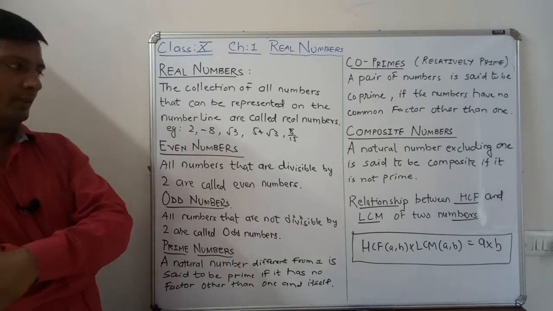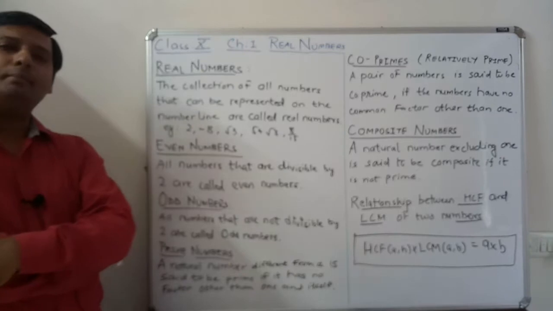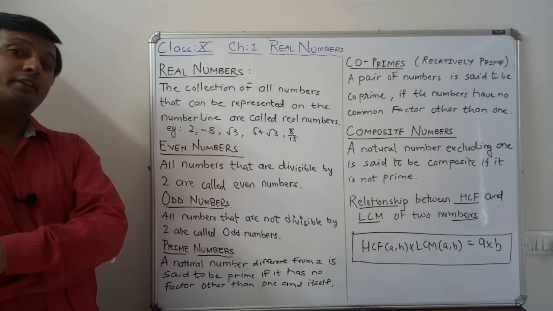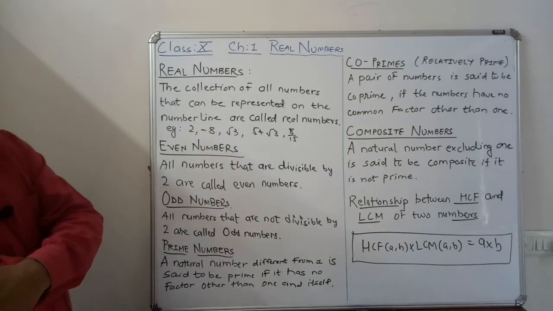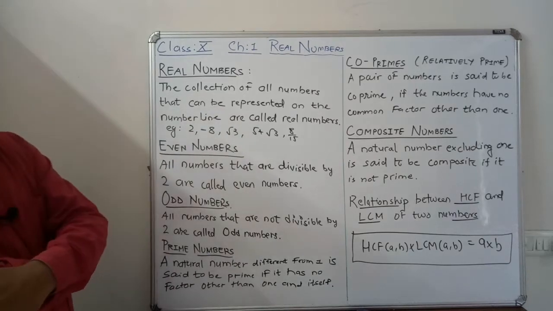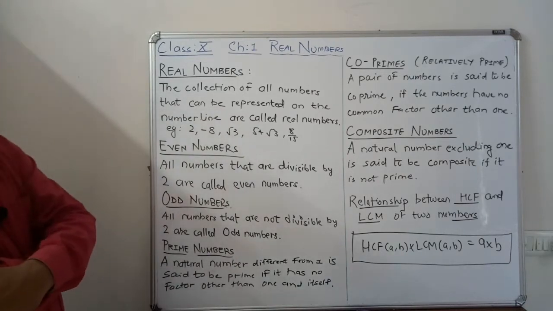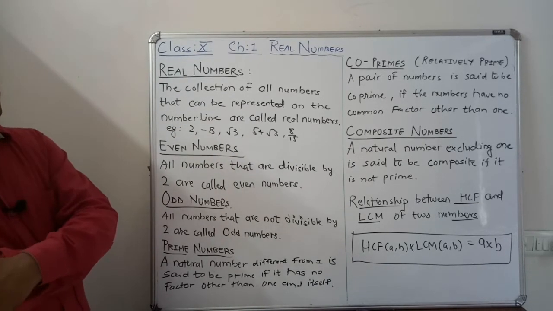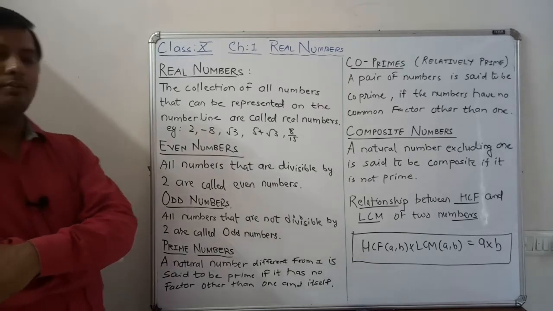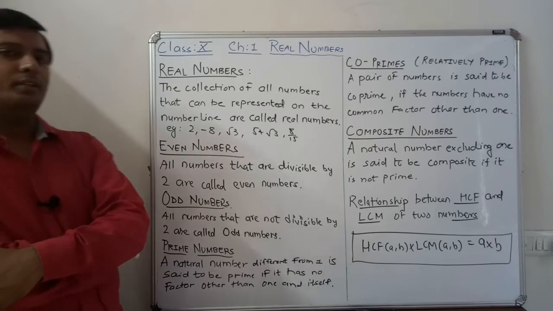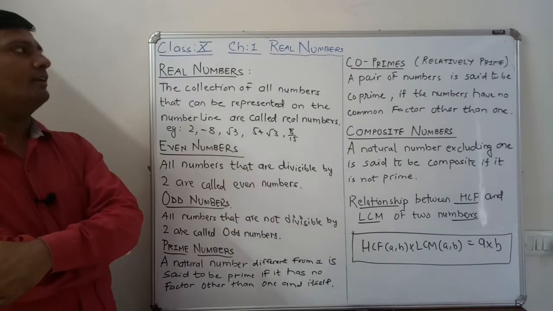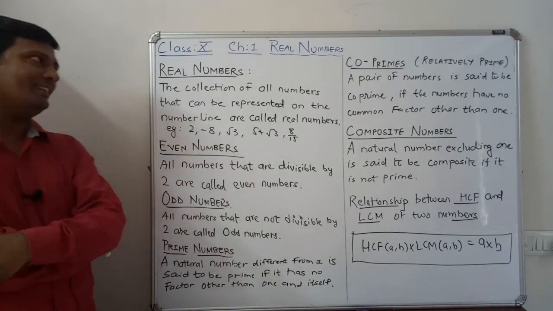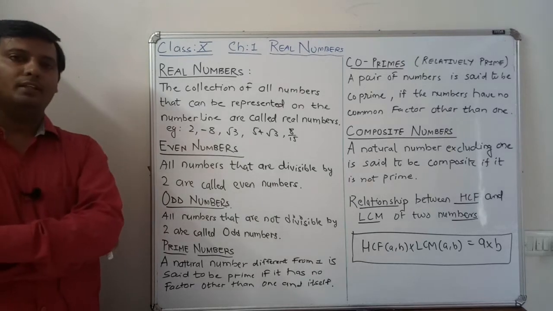Relationship between HCF and LCM. HCF means highest common factor, or greatest common divisor, GCD. And LCM means least common multiple. The relation is: HCF of two numbers into LCM of two numbers is equal to the product of these two numbers. Got it? So these are the basic points for starting chapter 1, Real Numbers. Remember this.